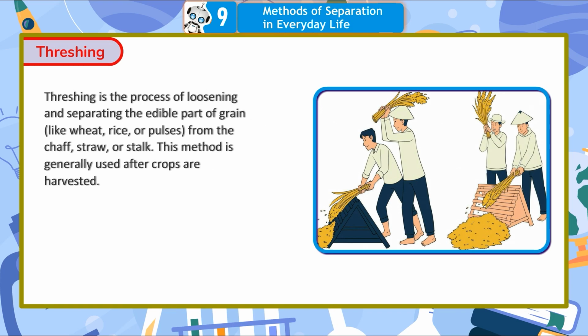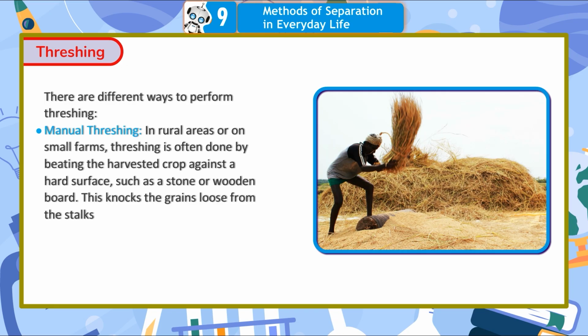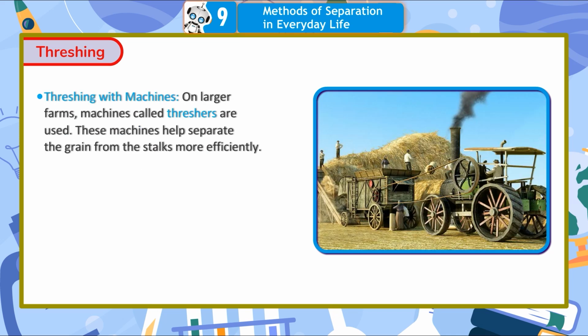Threshing. Threshing is the process of loosening and separating the edible part of grain like wheat, rice, or pulses from the chaff, straw, or stalk. This method is generally used after crops are harvested. There are different ways to perform threshing. Manual threshing in rural areas or on small farms. Threshing is often done by beating the harvested crop against a hard surface, such as a stone or wooden board. This knocks the grains loose from the stalks.